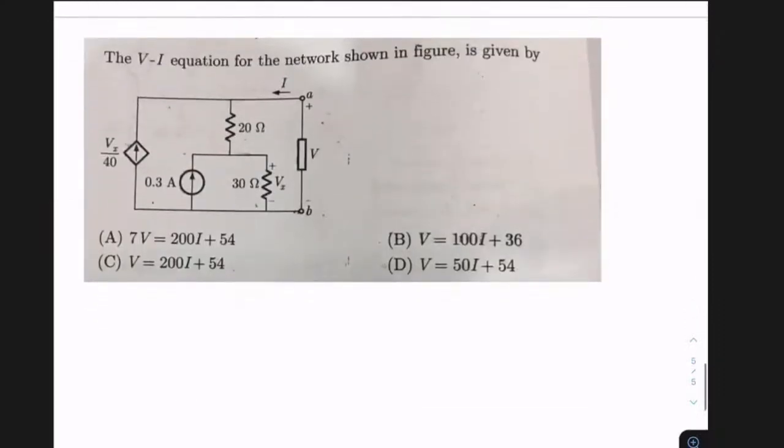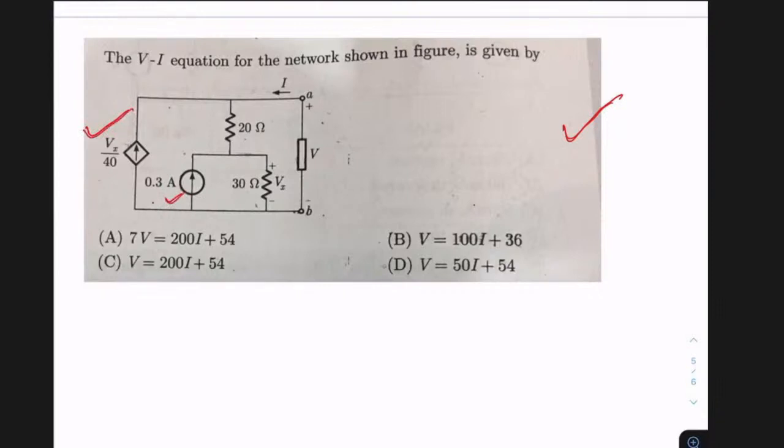So this is a homework for you. The question is: the V-I equation for the network shown in the figure is given by what? The approach in this case, let me give you, but it is your responsibility to solve it. This network contains a dependent source as well as an independent source.